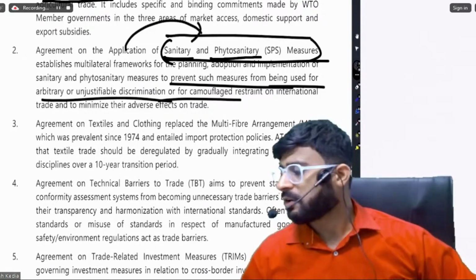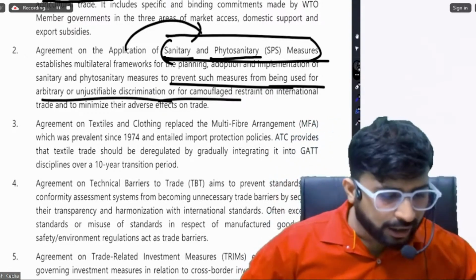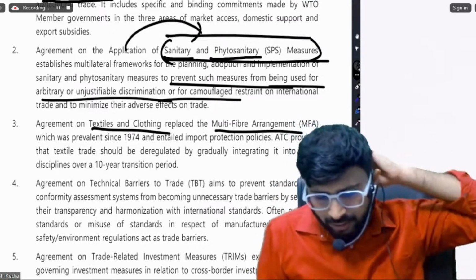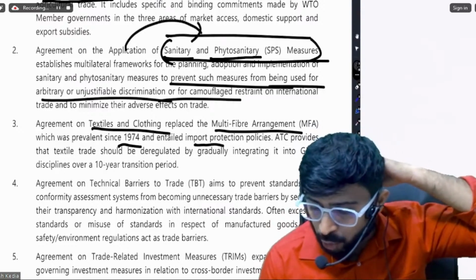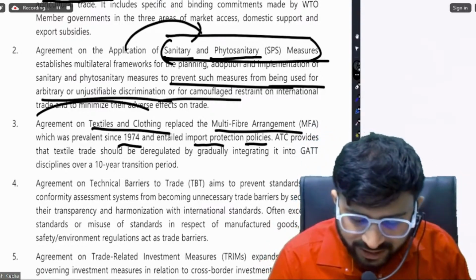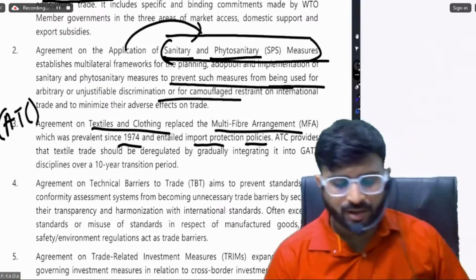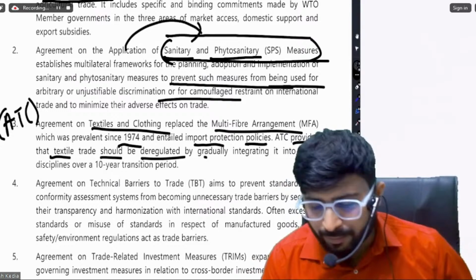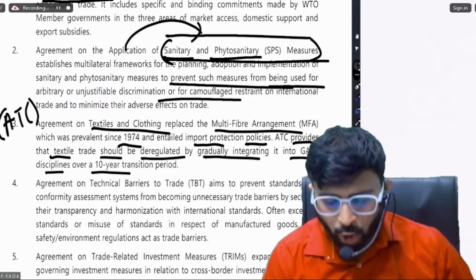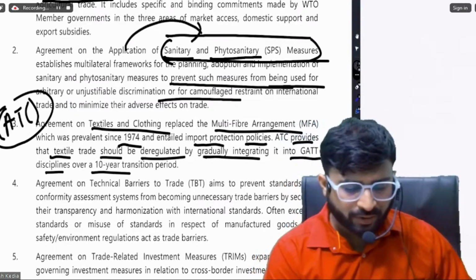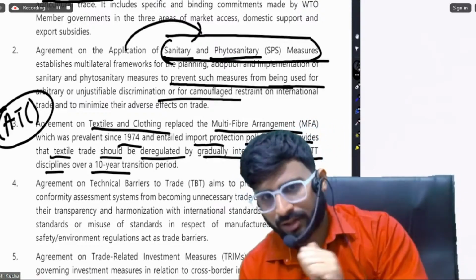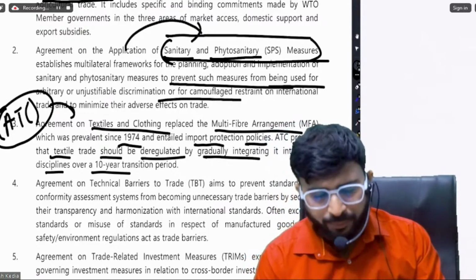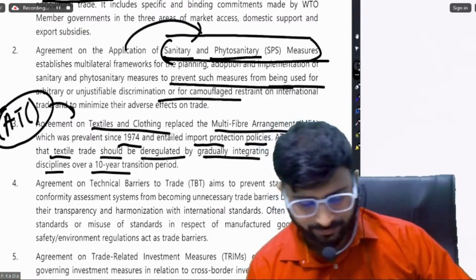Next, let's talk about the next agreement. Agreement on textile and clothing. It replaced the multi-fiber agreement, which was prevalent since 74 and entailed import protection policies. Agreement on textile and clothing is also called ATC. It provides that textile trade should be deregulated by gradually integrating into the GATT discipline over a 10-year transition period. So, fiber or cloths do not completely come under WTO and GATT. So, it says that it should be implemented.